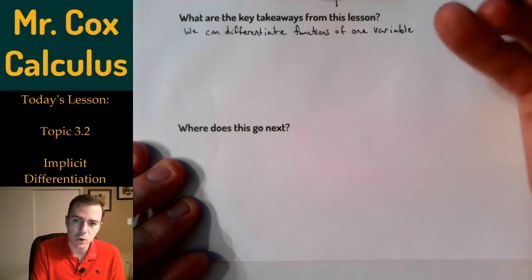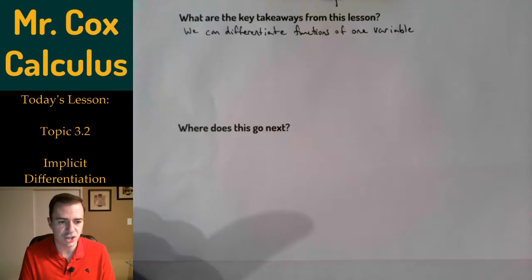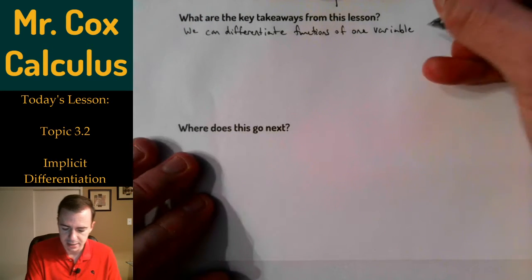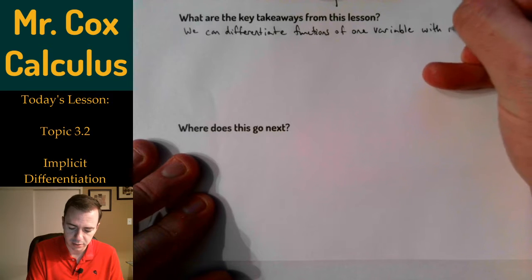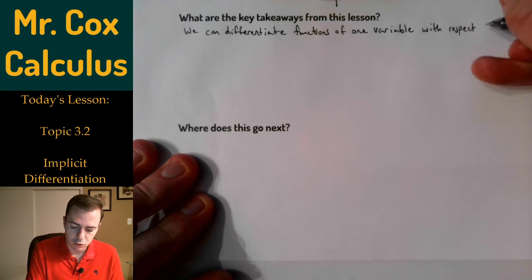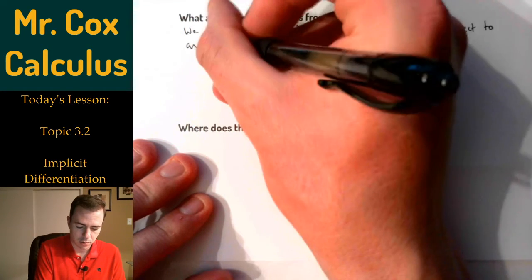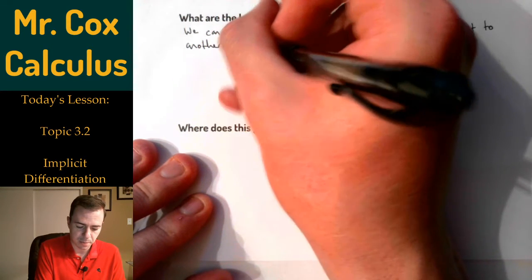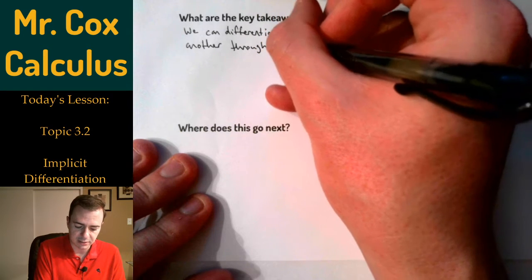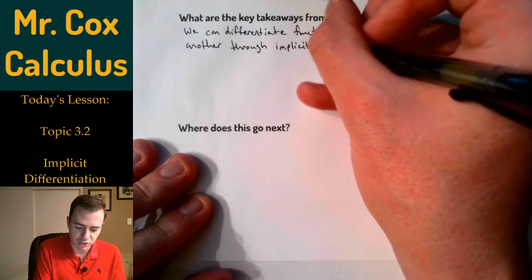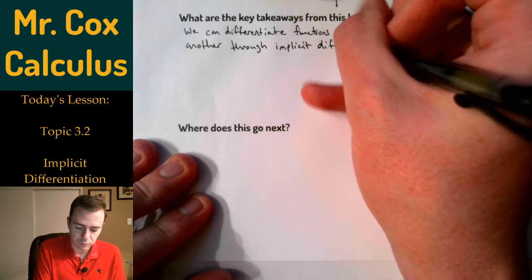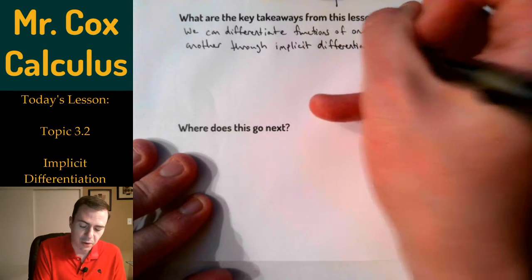And in the case of what we looked at in this lesson, we differentiated functions of y with respect to another variable through this process called implicit differentiation. This ends up being a really big idea.